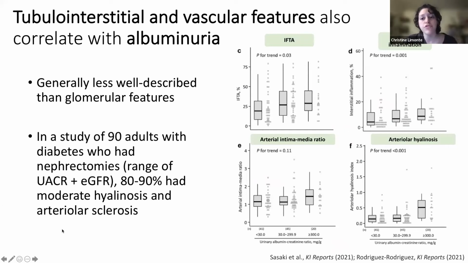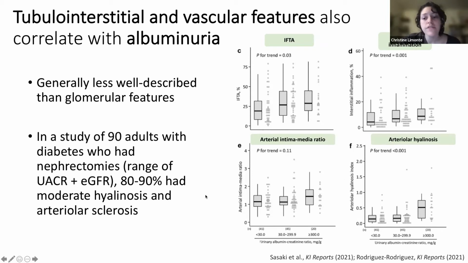Tubulointerstitial and vascular features also correlate with albuminuria. These lesions are generally less well characterized, and this association is less well described than that between the glomerular features and albuminuria. These figures on the right are from the autopsy study I mentioned earlier, and as you can see, across increasing categories of albuminuria, there's more severe IFTA, interstitial inflammation, and arteriolar hyalinosis.